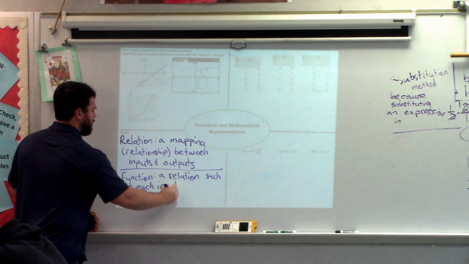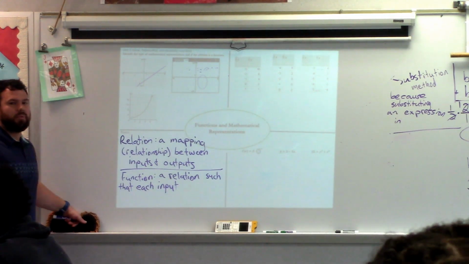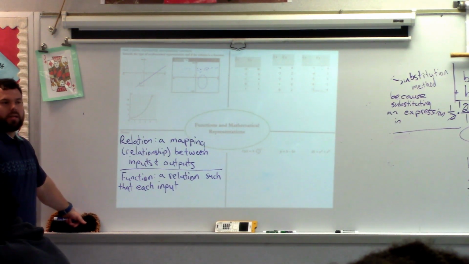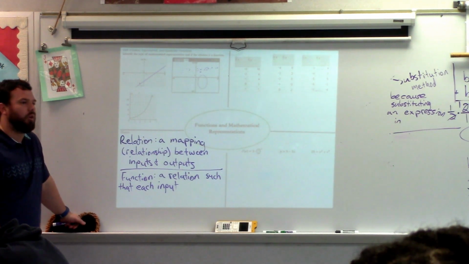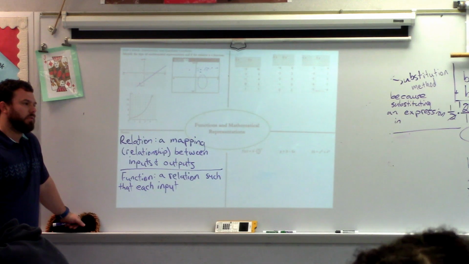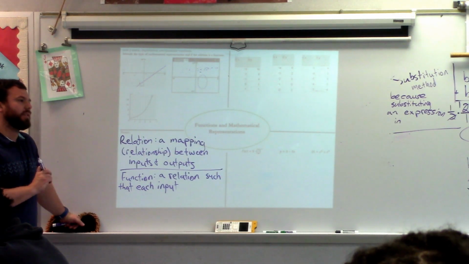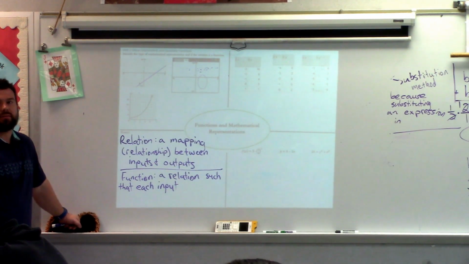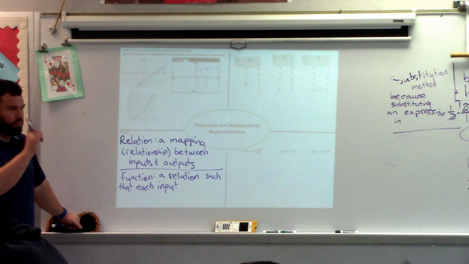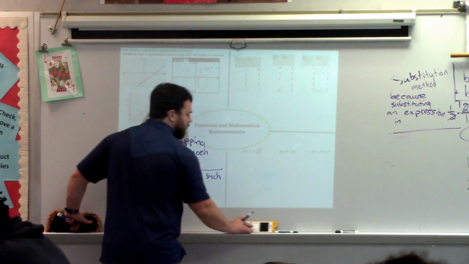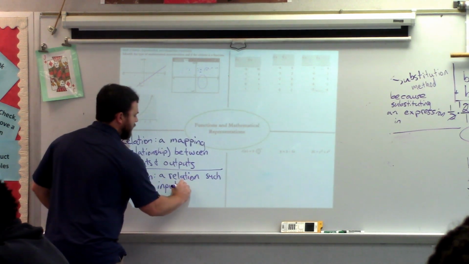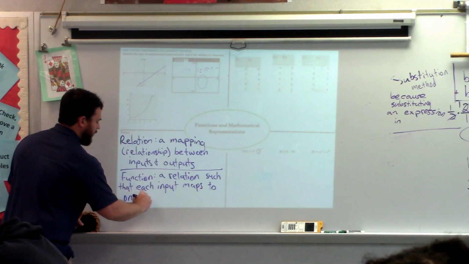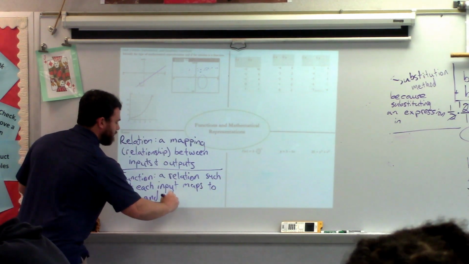So it's such that each input is doing something. Okay, here's the special requirement. How many outputs can each input have? One-to-one is a type of function, but there's something else with it. But each input can have how many outputs? Only one. So a function is a relation such that each input maps to one and only one output.